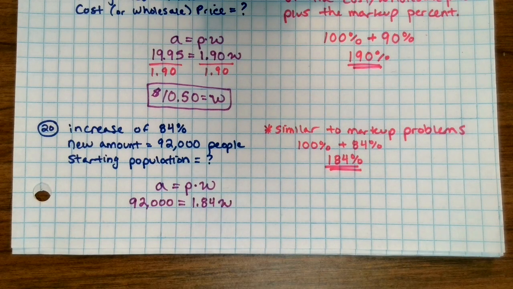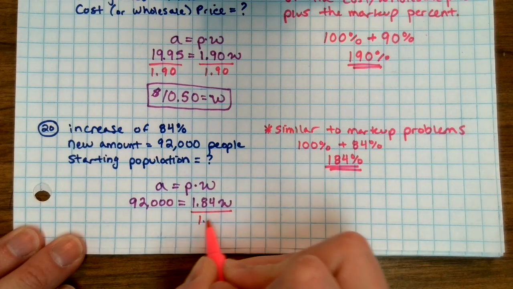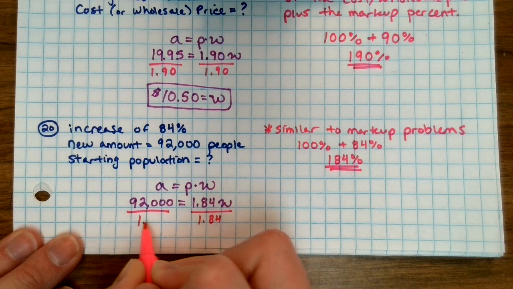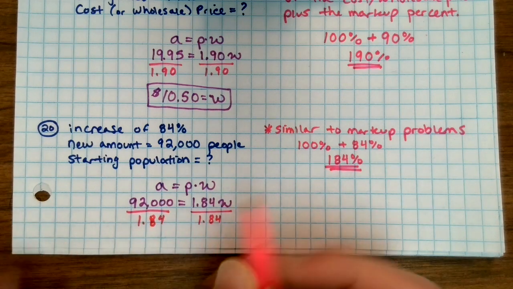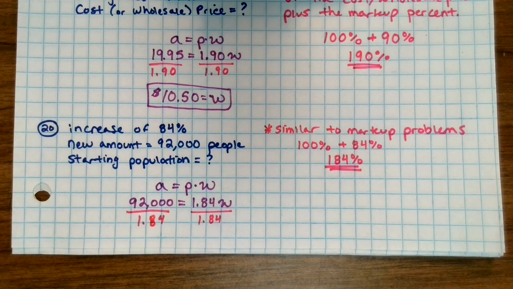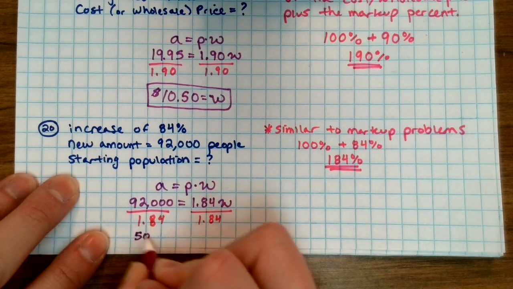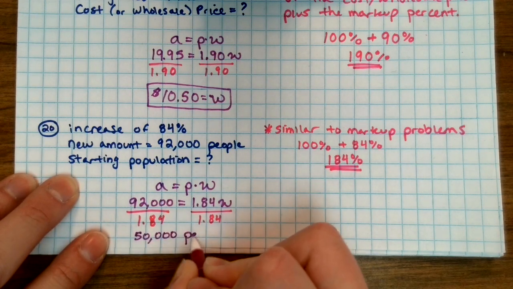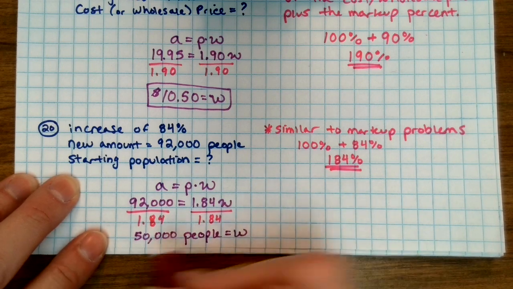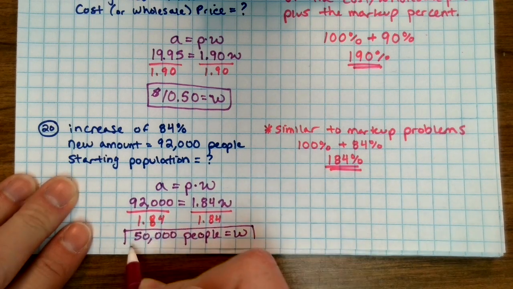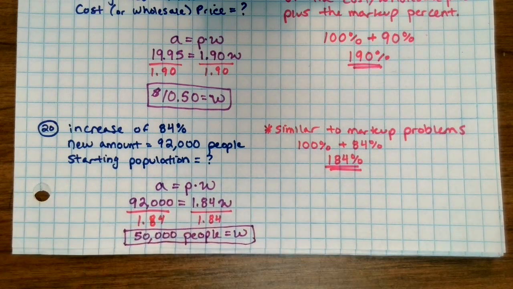So now when we go through this, we're going to solve it just like the previous problem by dividing. And we find out that the starting population was 50,000 people. Which again makes sense, because if there was an increase in the population, where you started should be less than the new amount.